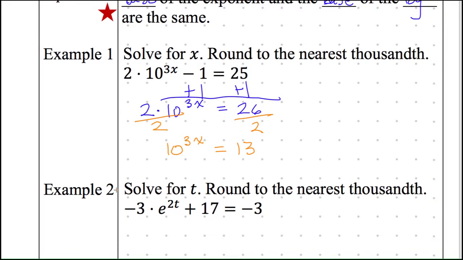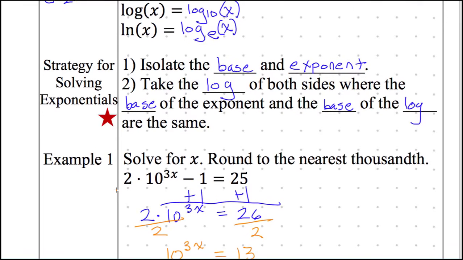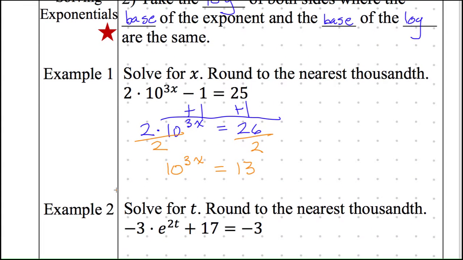And then this is the new stuff. This is step 2 now. Now I'm going to do what to both sides on step 2? Just read off step 2, someone. Take the log of both sides where the base of the exponent and the base of the log are the same. Okay, so I'm going to do log base what, Eva? Log base 10, because I want to make sure that these two numbers match up.